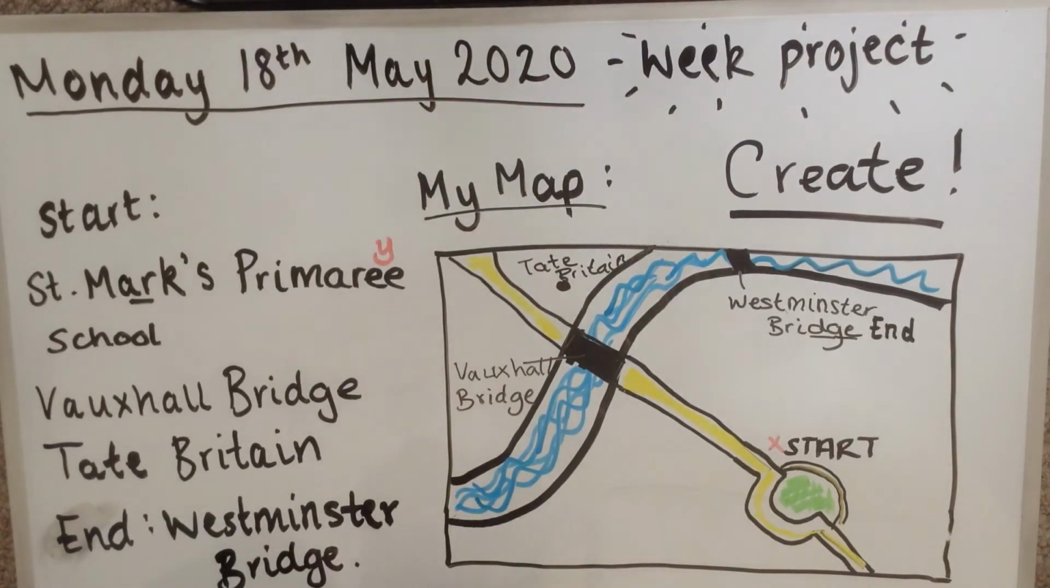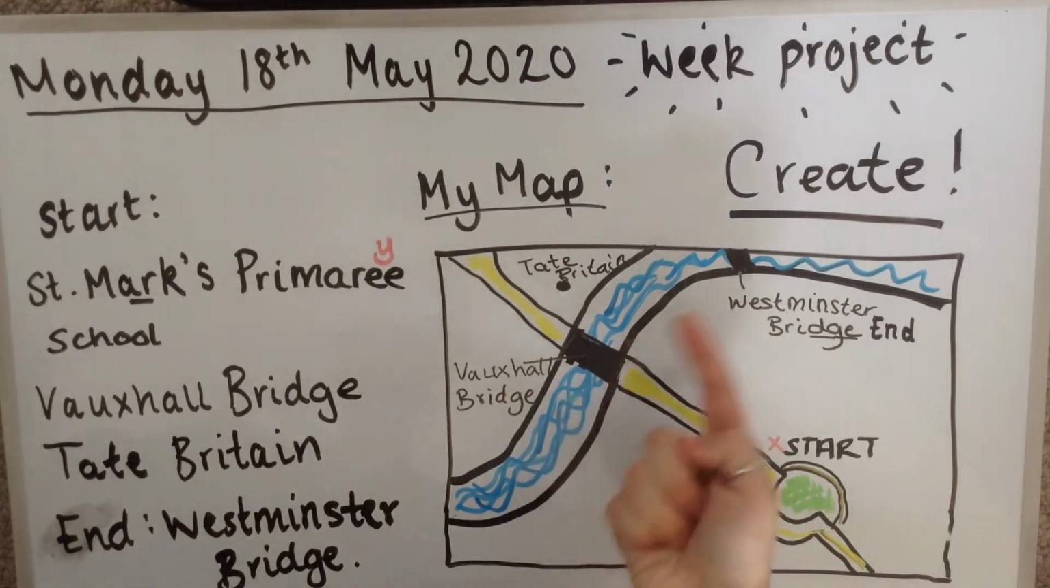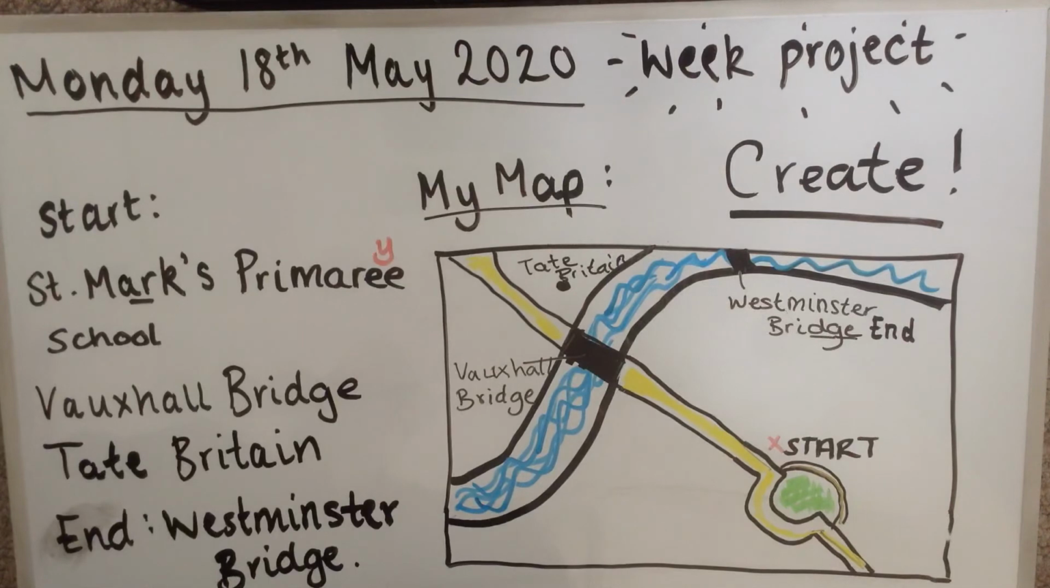Okay, so you don't have to have your map being the map near school. I just think it would be a good idea to have it as something that we know quite well, and also because we have learnt the landmarks of London, you might choose to have your character go on an adventure to Buckingham Palace, or the Shard, or St Paul's, or Tower of London, or Tower Bridge. It's completely up to you.